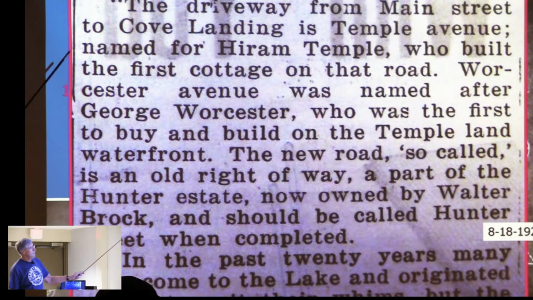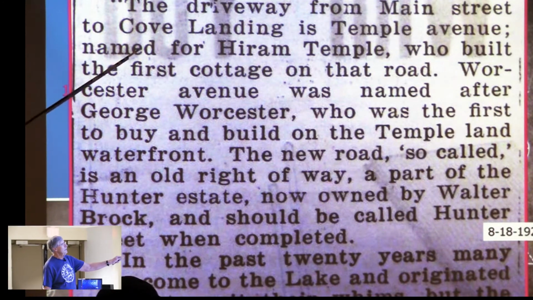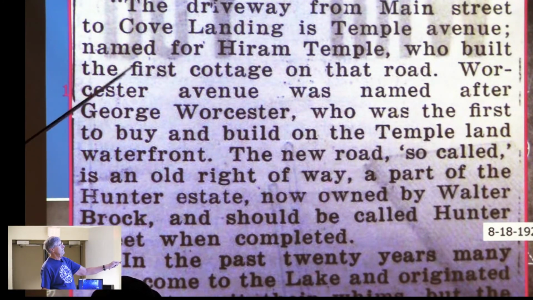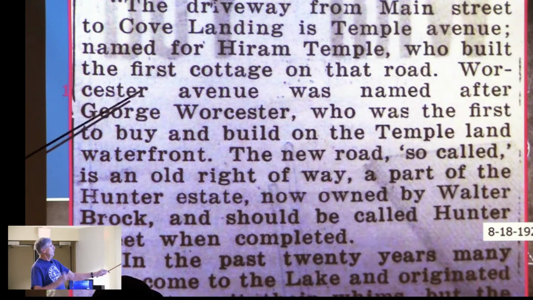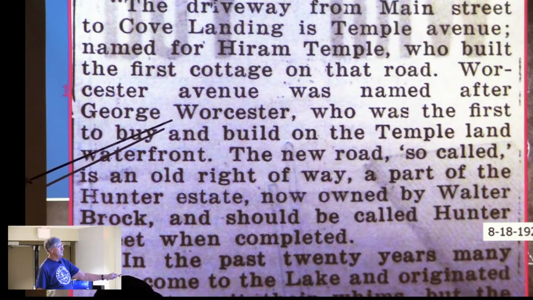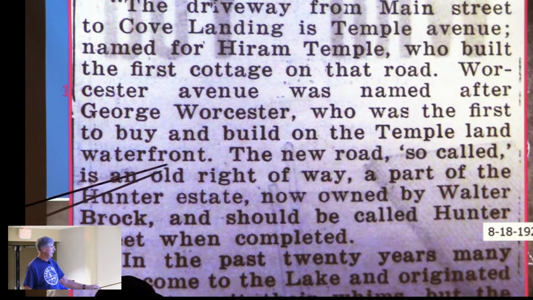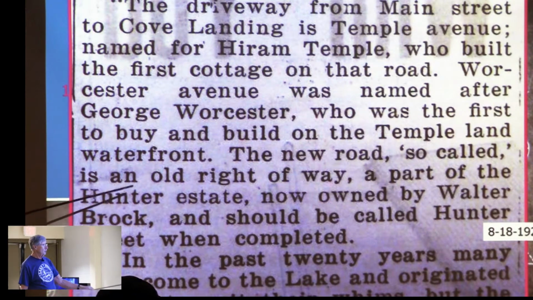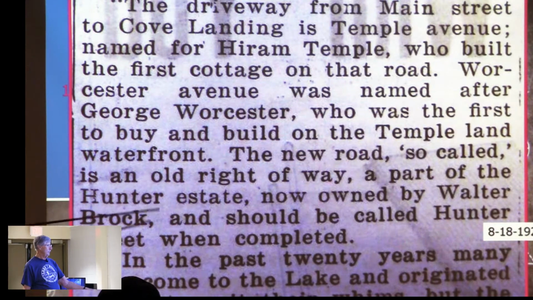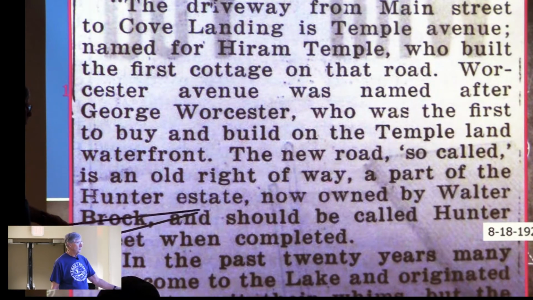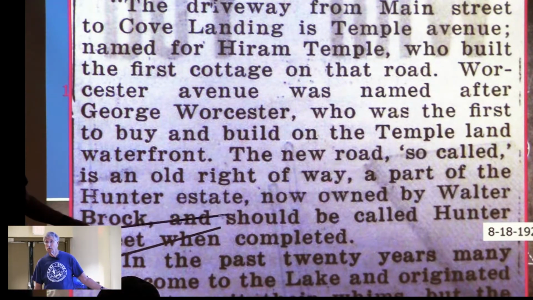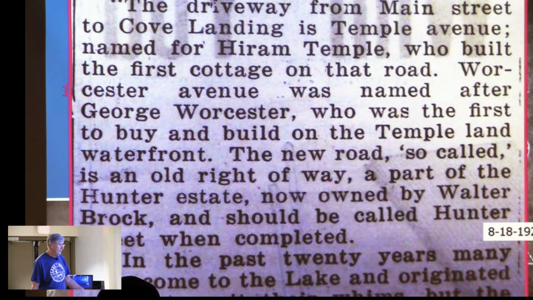Okay. This was 1922. Driveway from Main is Temple, named for Hiram Temple, who built the first cottage. Worcester was named after George Worcester, first to buy and build on the Temple land. The new road, so-called, is an old right-of-way, part of the Hunter estate, now owned by Brock. Hunter Avenue is quite new, not until the 30s. In the past 20 years, many have come to the lake and originated names to suit their own whims, but the old names still stand, nevertheless.